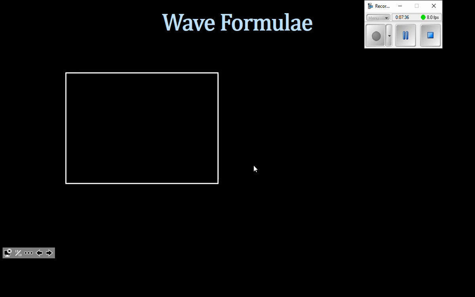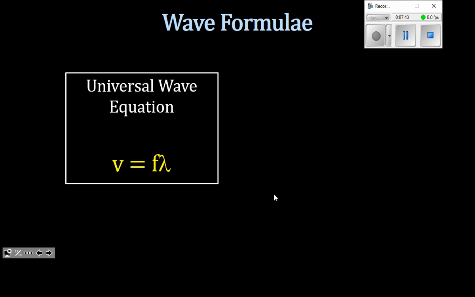Now we have some very important wave formulas. We have the universal wave equation, which is true for all waves and definitely important for light: v equals f times lambda. So the frequency times the lambda is equal to the speed of light, which is a constant again, 3.00 times 10 to the 8. If we need the lambda and we know the frequency, we can go 3 times 10 to the 8 divided by frequency to get lambda, or vice versa for frequency.